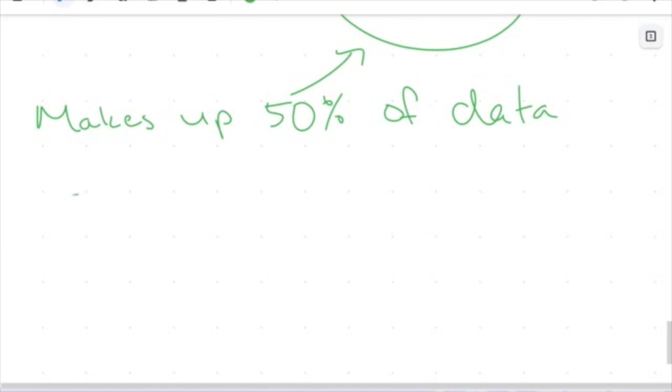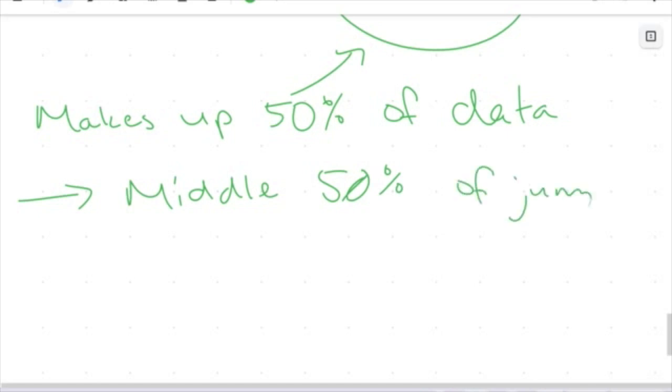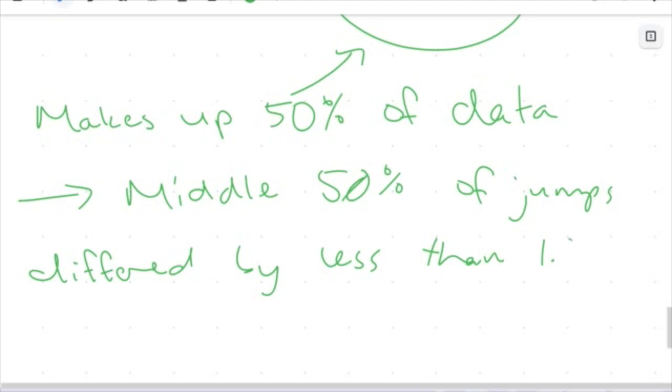And we can say here that our middle 50% of jumps differed by less than 1.7 meters. Sorry, I keep saying that. So this is how we can interpret our interquartile range, and it tells us really about the spread of the middle.